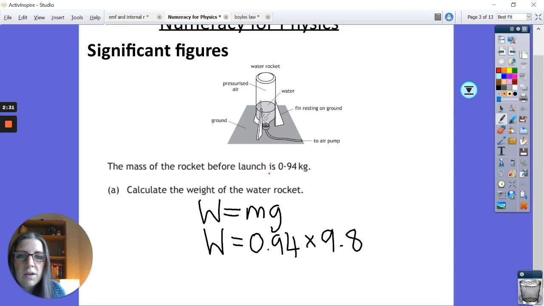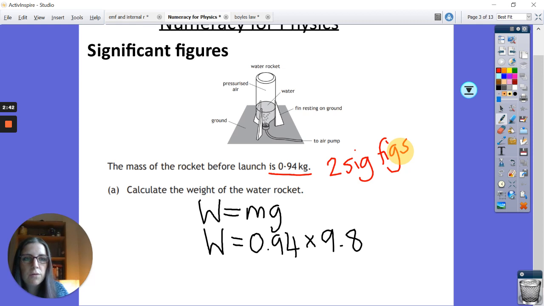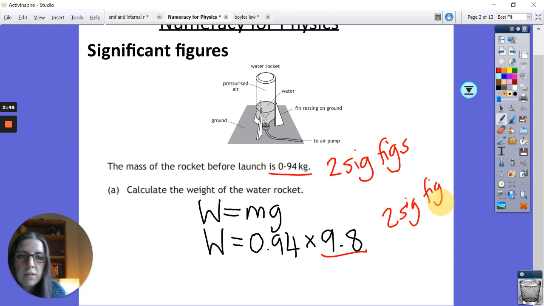So the value that was given in the question, 0.94, start counting at the first number that's not a zero. That has 2 significant figures. The value that I took from the data sheet for the gravitational field strength, that also has 2 significant figures. So we want our answer to match that and have 2 significant figures. When I put that into my calculator, I get 9.21 newtons. But because I want to match the question, I'm going to write that as what it would be rounded, which is 9.2 newtons.